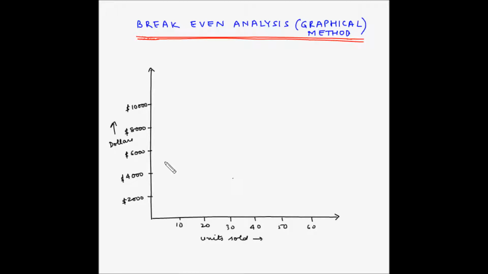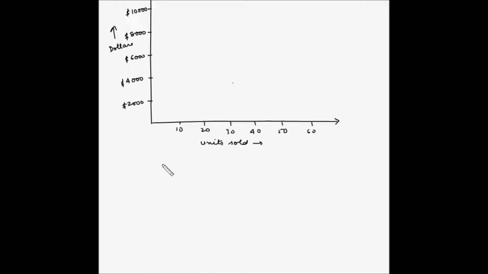Now we know that there are three main components involved in the break-even analysis. The first one is fixed cost. Second is the variable cost. And the third is revenue. So let us understand how we can plot these three on this graph.